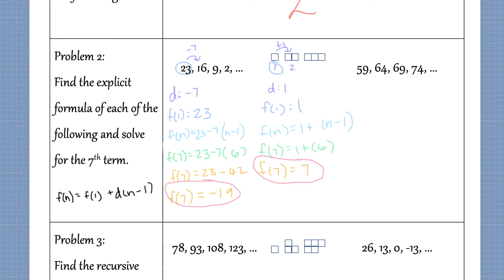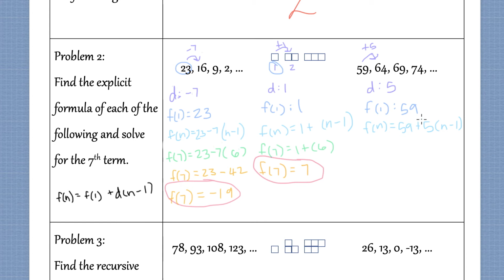Now, again, we're going to do the same process with this next one right here, and I'm going to do this one a little quicker. And so we're going to want to see how much you add to 59 to get to 64, and you add 5, so plus 5, so that means d is equal to 5. Next, we want to find our initial value, f of 1, and our first term in this arithmetic sequence is 59. And so 59 is our initial value. We're going to move on and write our explicit formula for this one. So that is f of n is equal to 59 plus 5 times n minus 1.